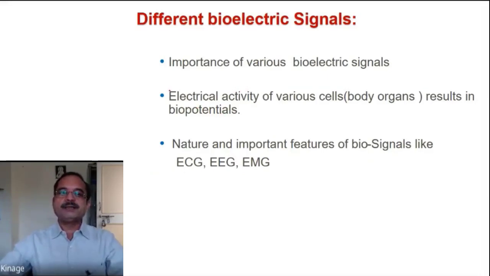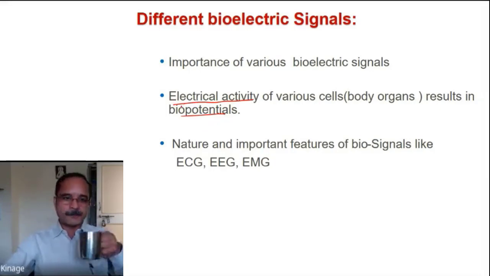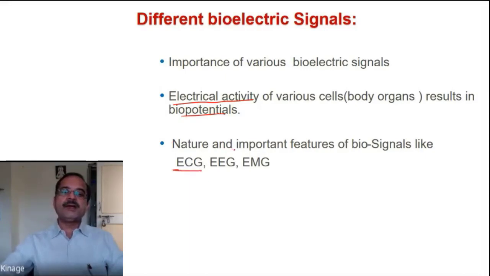Bioelectric signals are nothing but the electrical activity of various cells, which results in biopotentials. This electrical activity is associated with different organs of the body. If it is about the heart, then it is called ECG. The electrical activity of the muscles is called EMG, that is electromyograph. The electrical activity of the brain is electroencephalograph, EEG. There are many like this, and we are going to discuss those today.